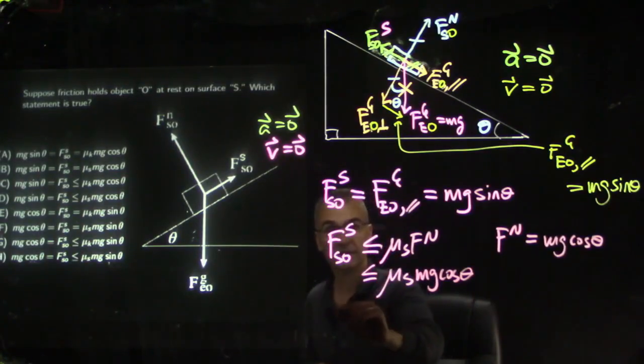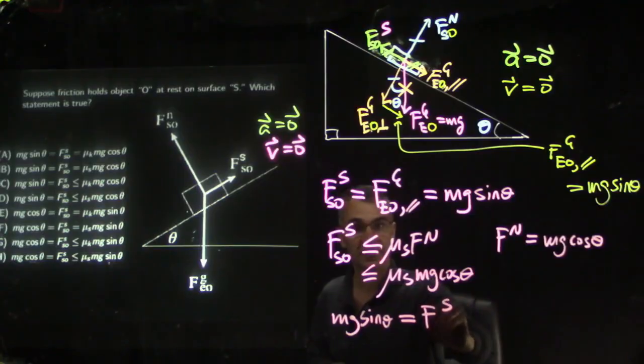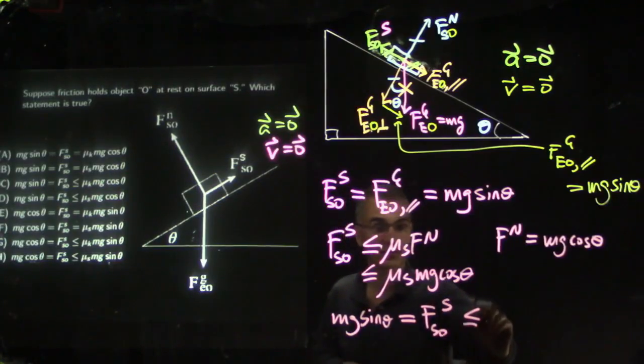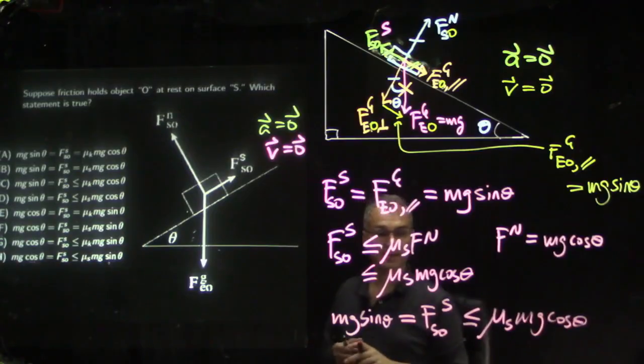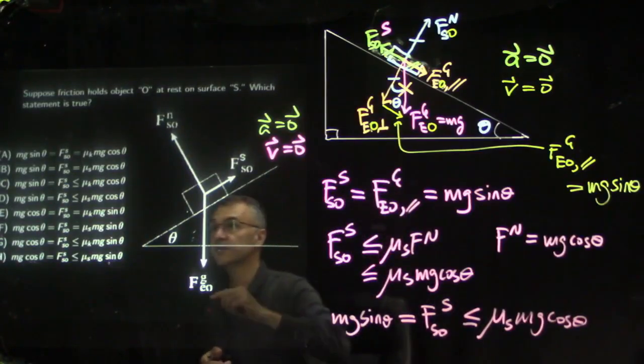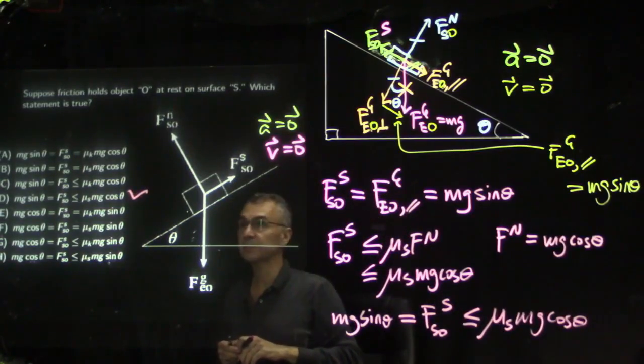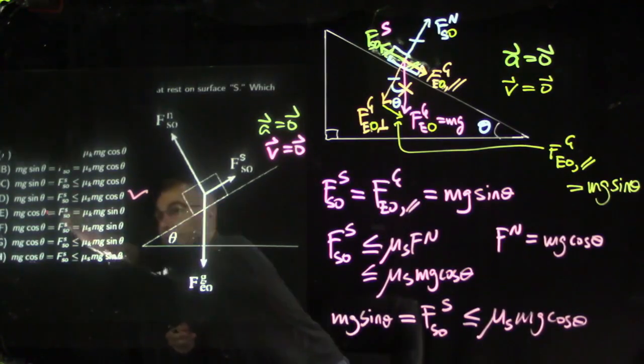Then what that's saying is mg sine theta from up here equals the static friction force, which must be less than or equal to mu static mg cosine theta. And I think that statement is mg sine theta equals F static, which must be less than or equal to mu static mg cosine theta. It has to be S for static. Yeah, so I like this, D, delta.